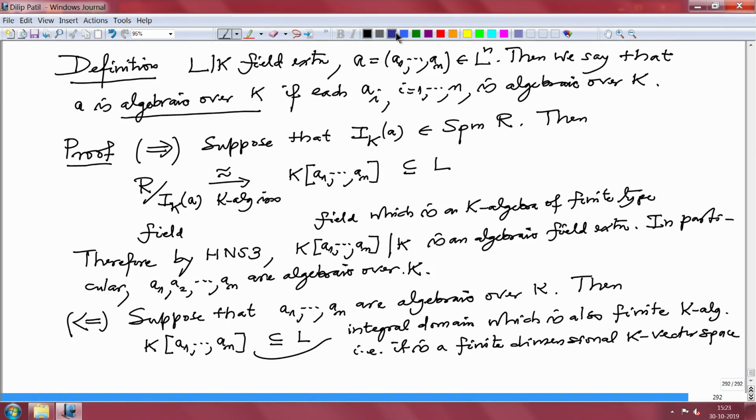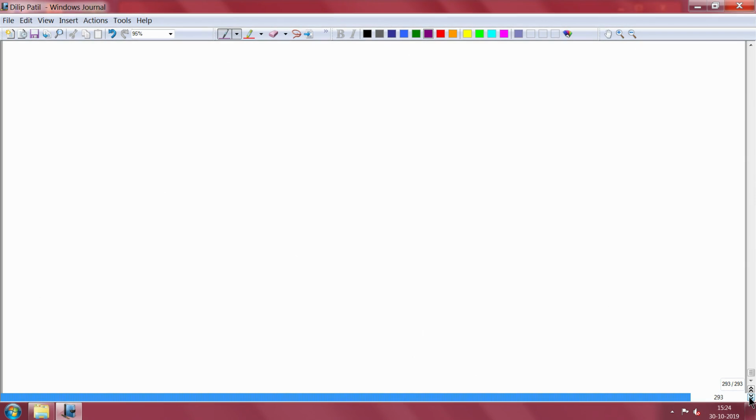This is very easy to check, so I will mark here: check this. If you have difficulties, please see the course on Galois theory, which was last year on NPTEL. Now if you have a finite dimensional vector space over a field, or a finite K-algebra, which is an integral domain, then I claim that it must be a field. This is also very easy. So let me write it as a separate lemma.